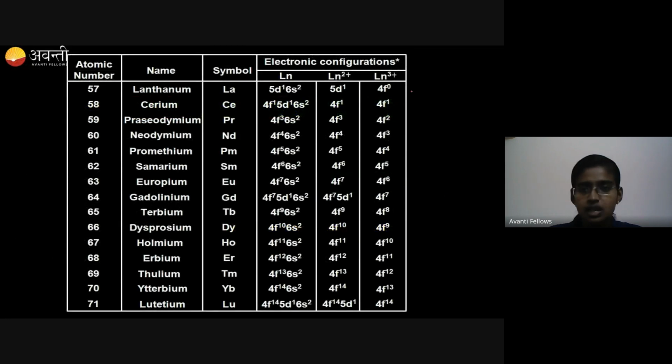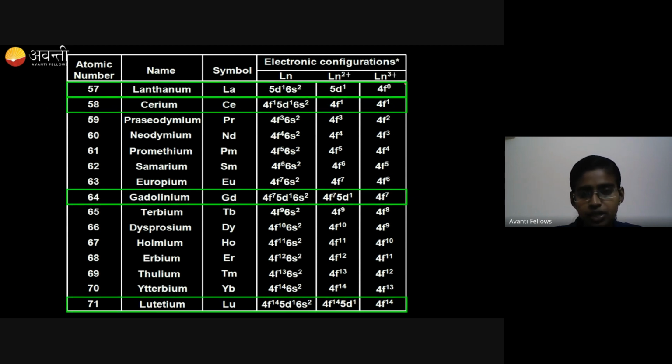So you see the exception was given for lanthanum, cerium, gadolinium, and lutetium, right? The configuration was 4f1 to 14, 5d0 to 1, and 6s2. But in case of lanthanum, no f orbitals are present. And in case of cerium, in 5d you have 1 electron and 4f has only 1 electron. This is an exception. And in case of gadolinium, from praseodymium till europium, you can see the order: 4f3, 6s2, 4f4, 6s2.